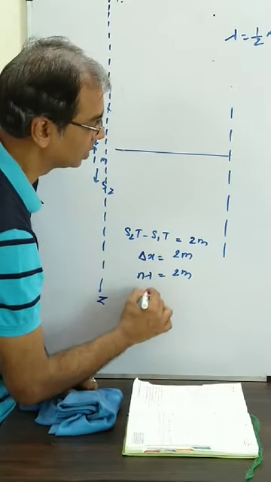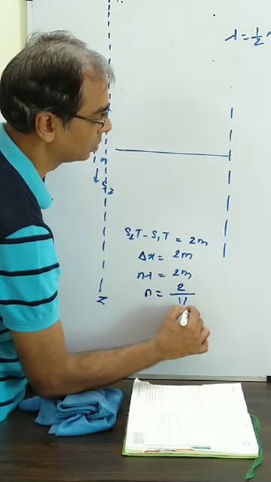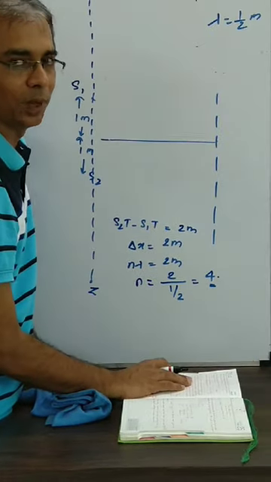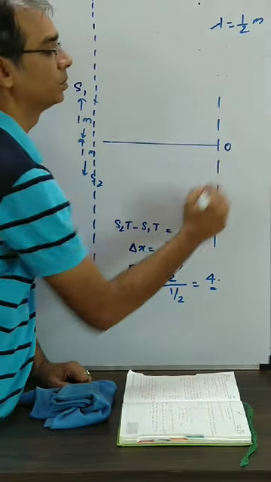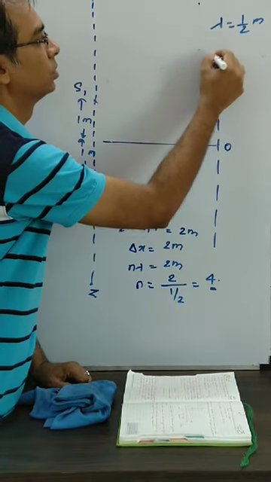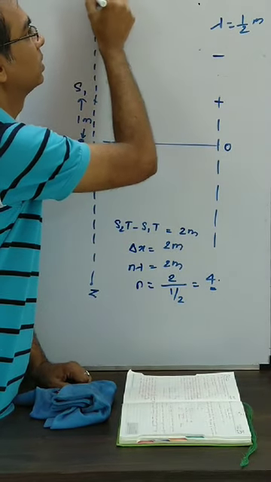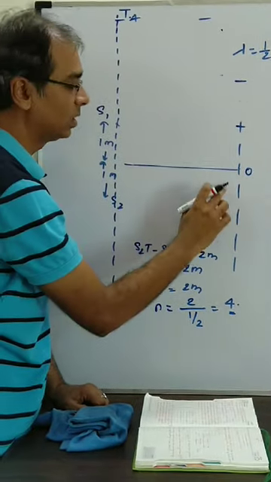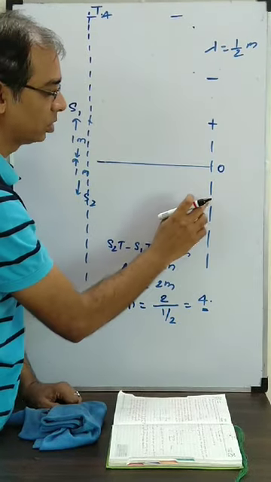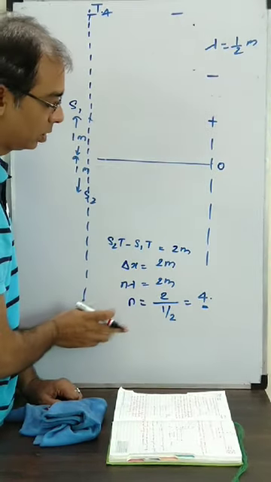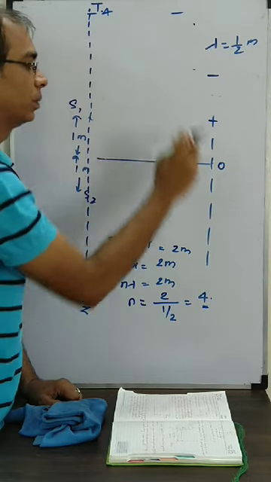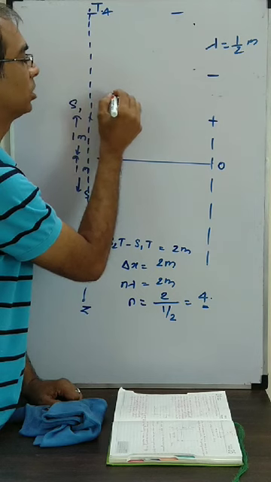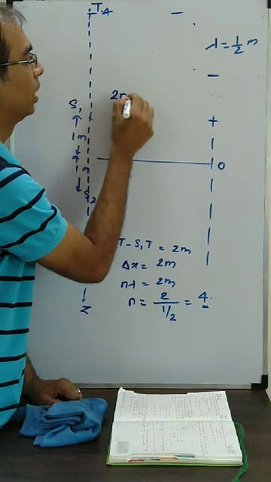So how much is maximum? Let's see. This is 2, lambda is 1 by 2, so that means 4. That means 4 maximums are possible. Here is 0. After that, somewhere 1, 2, maybe somewhere here 3rd, and here is 4. So 1, 2, 3, 4. In the same way, is it possible below also? Yes. So here also 1, 2, 3, 4. The total is 4 plus 4, 8, plus this 0, that means 9. So the total number of maximum intensities possible is 2n plus 1.